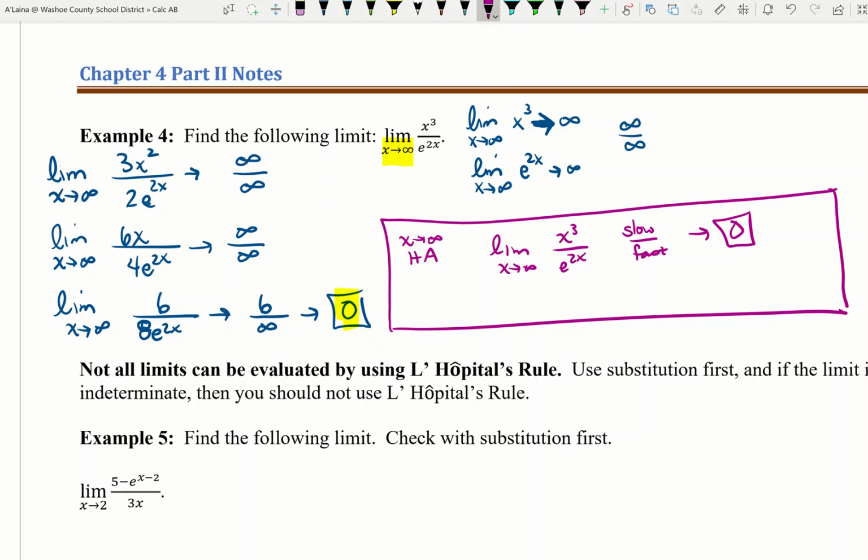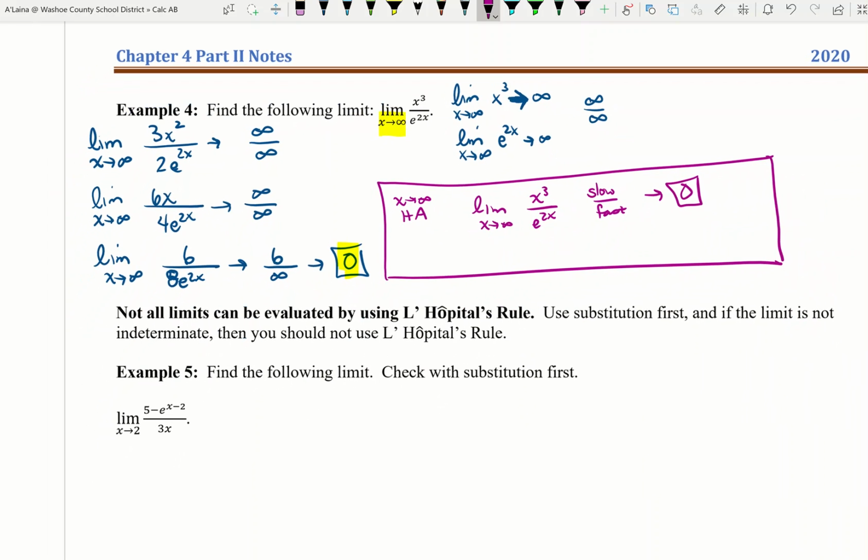I've never actually seen College Board put a L'Hopital's rule problem that has a limit to infinity on a free response. So I don't think you need to worry as much about the notation on that, and I probably wouldn't use it that way anyway.